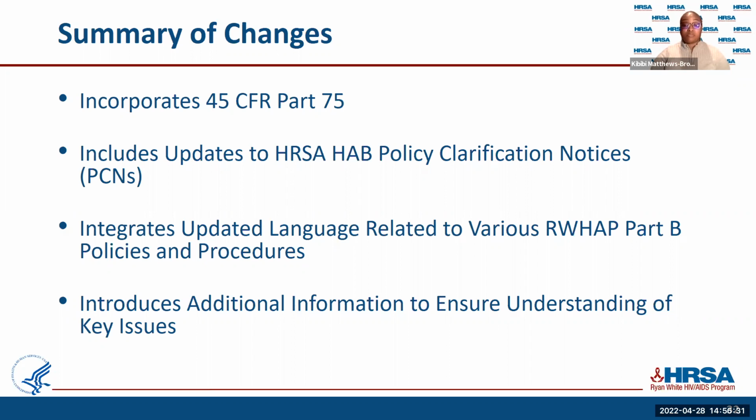So some examples of that would be when you go to section Roman numeral 4, which is recipient and subrecipient monitoring, it now includes additional information regarding legislative and regulatory requirements for monitoring by all pass-through entities. And another example would be section Roman numeral 8, which is entitled Grants Administration, and it now includes a chapter on RWHAP Part B financial penalties.